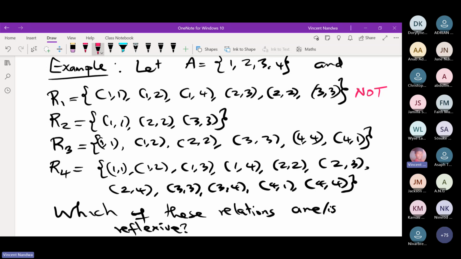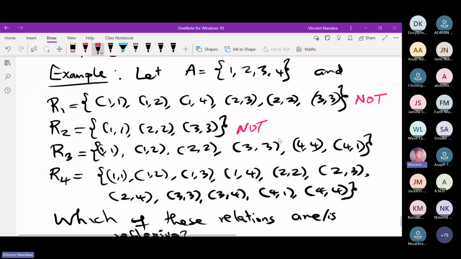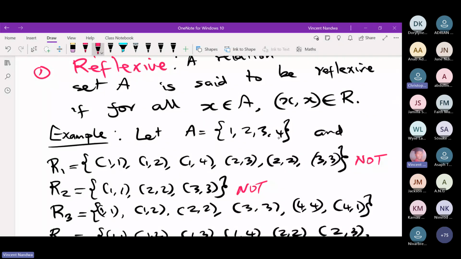And then R2, no, with the same reason. So this is also not reflexive because remember the definition is that for all elements x, (x,x) must be in R. So when A has 1, 2, 3, 4, every element should be paired by itself, all the elements of set A. So that's why we are ruling out R2.